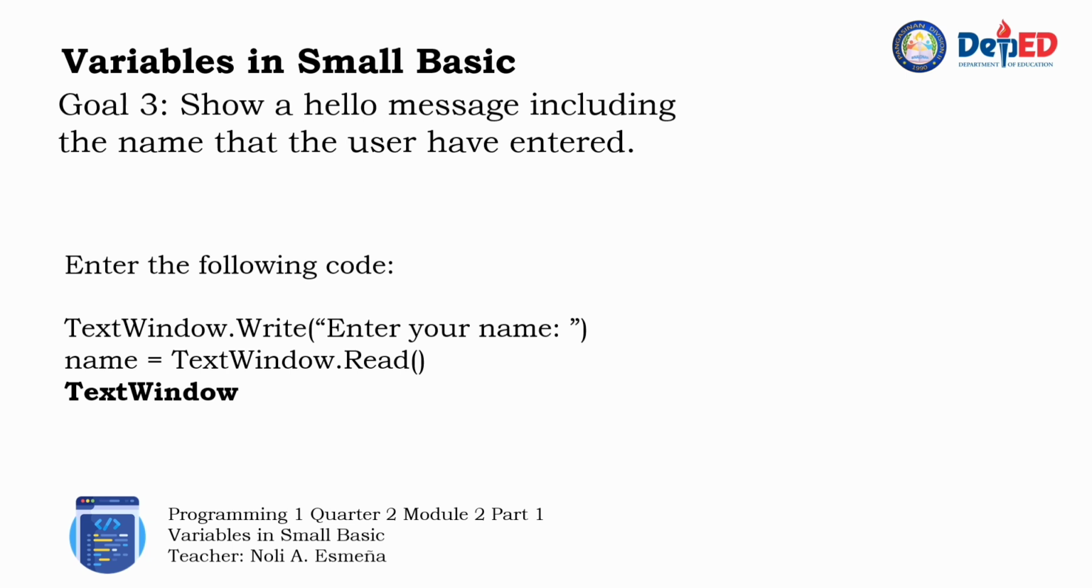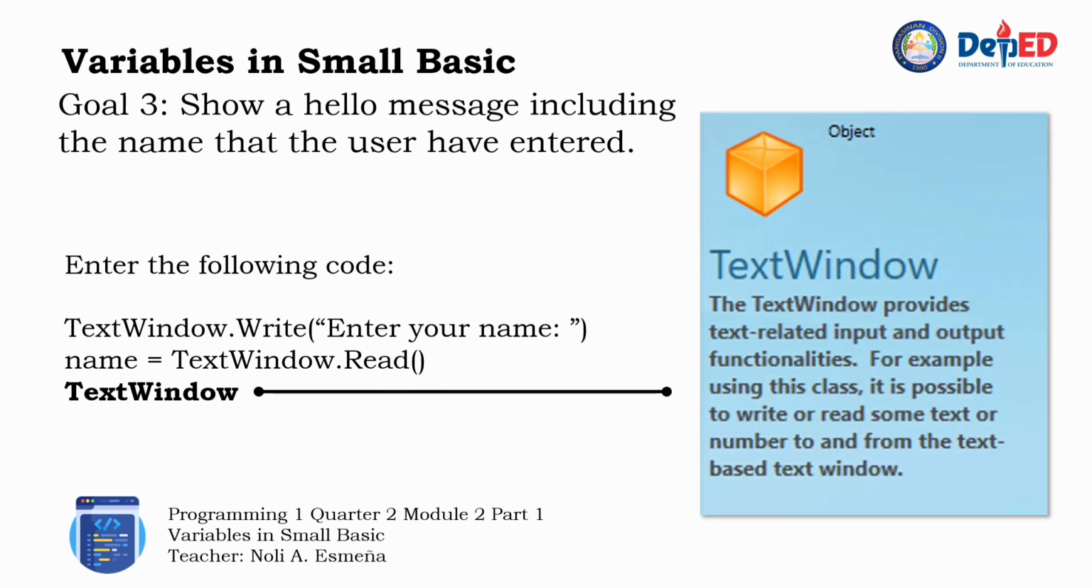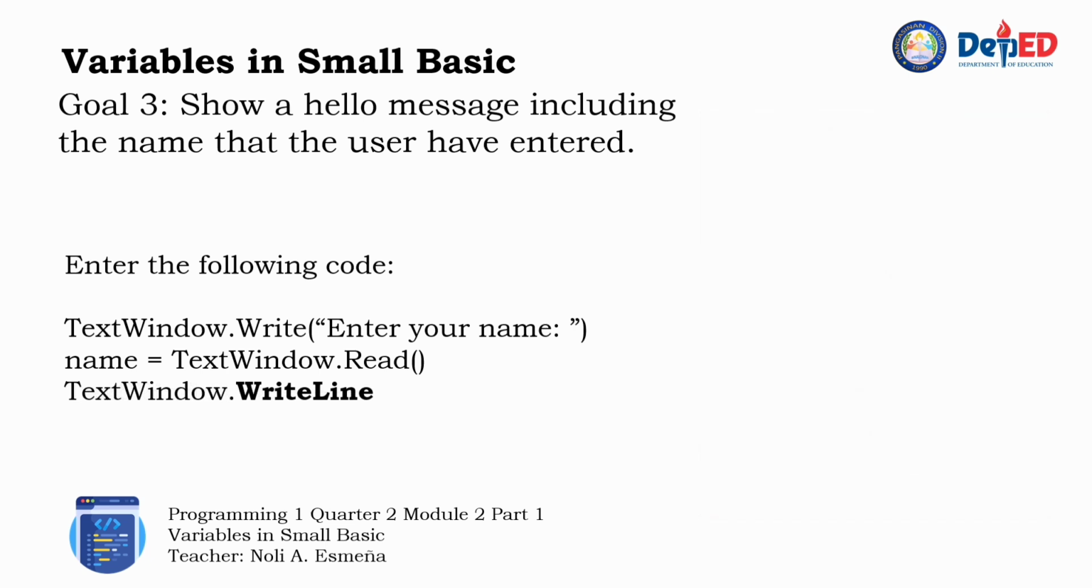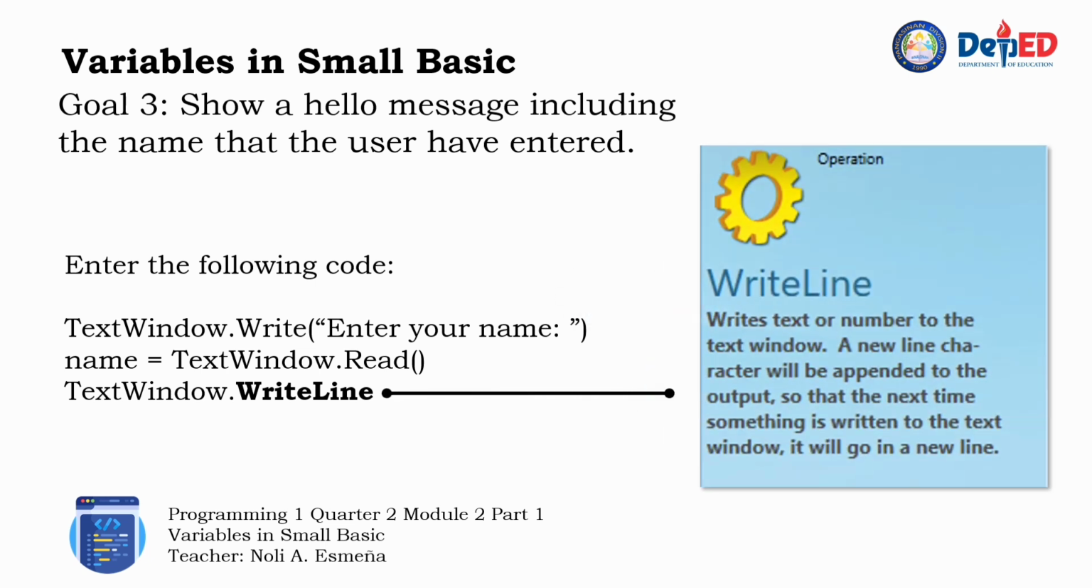Moving with our final goal, we will show a message including the name that the user have entered. And because we are showing a message or showing a text, we will use again the object TextWindow. It is followed by the code WriteLine. WriteLine is basically a shortcut for saying write something on a new line.